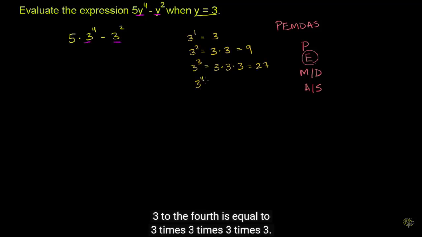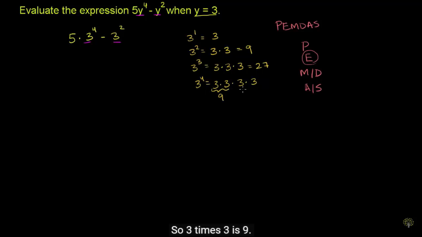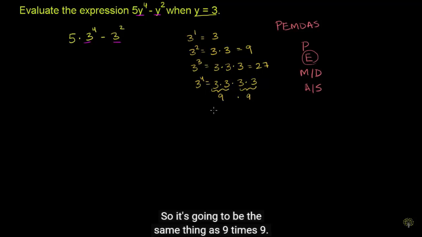3 to the fourth is equal to 3 times 3 times 3 times 3. So 3 times 3 is 9. 3 times 3 is 9. So it's going to be the same thing as 9 times 9. So this is going to be equal to 81. So we now know what 3 to the fourth is.